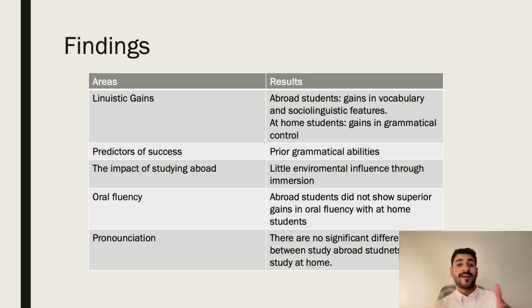And those are the findings or the results of the case study, as you can see here. As for linguistic gains, abroad students' gains are more tied to vocabulary and sociolinguistic features, whereas for at-home students, their gains are more tied to profound grammatical control or grammatical abilities.